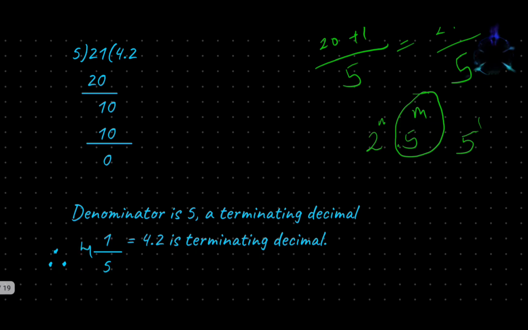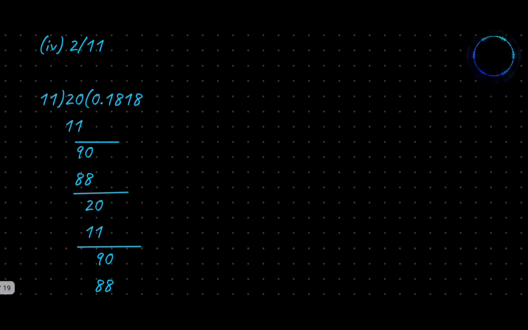The 4 into 1.5 can be written as 4.2 in decimal form, and the denominator is in the form of 2 power n and 5 power m, so it is a terminating decimal, 4.2. Let's move to the next question. The fourth one is 2 by 11.